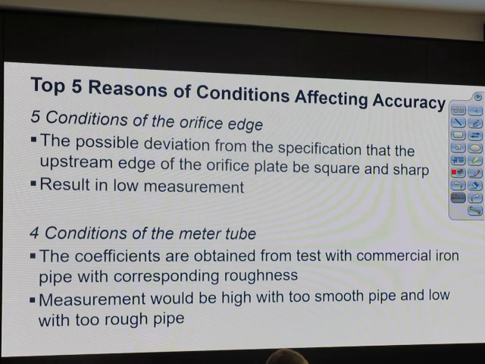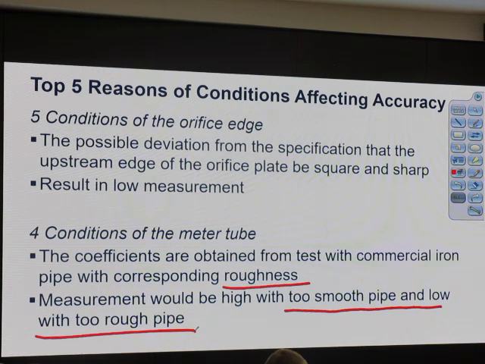Okay. The edge. If the edge is not sharp or is dull, then it doesn't work well. Meter tube, the condition of the meter tube. So coefficients are obtained from the test with commercial iron pipe with corresponding roughness. Measurement would be high with too smooth a pipe and low with too rough a pipe. Why do we worry about the roughness of the pipe? Or when do we worry about the roughness of the pipe?